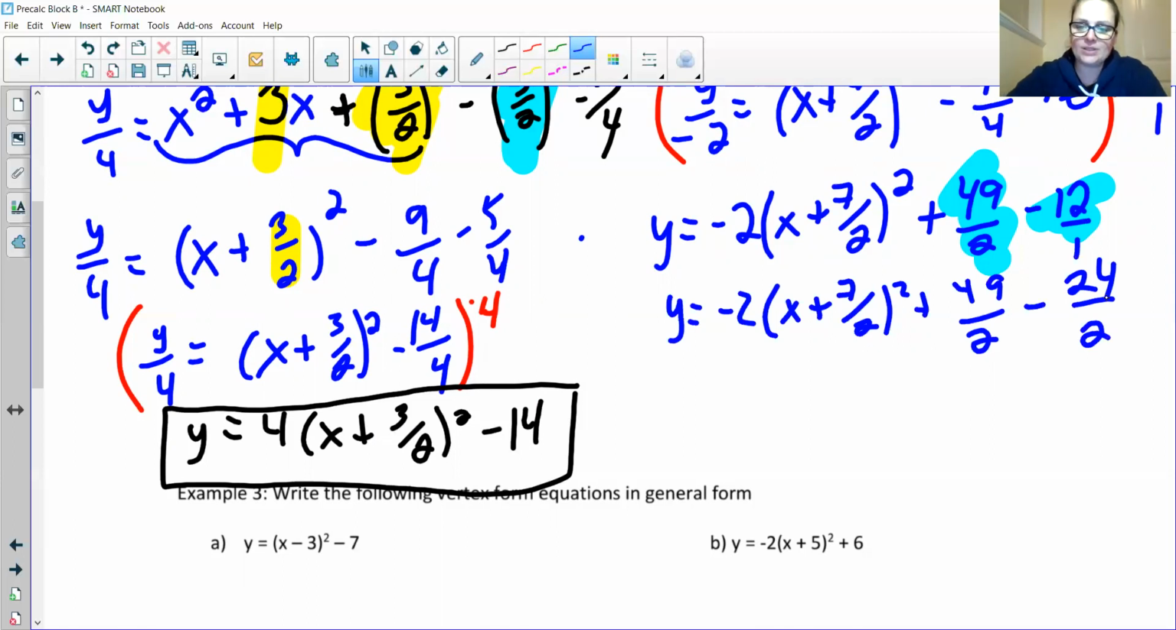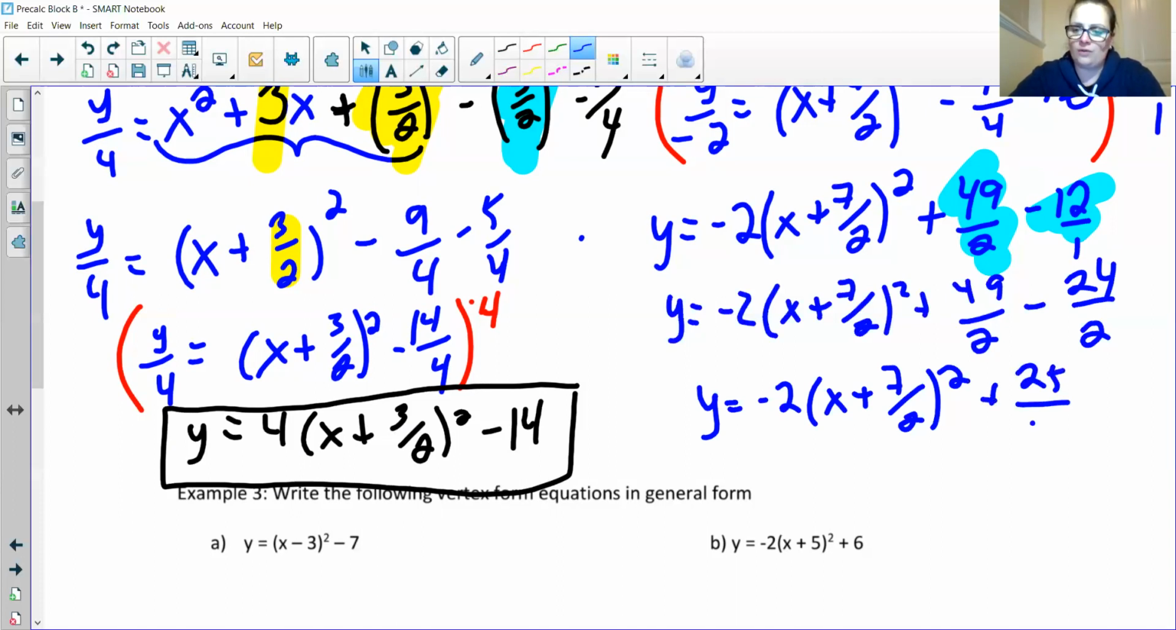Okay. So now I can rewrite this. Y equals negative 2 times x plus 7 over 2 squared. If we have positive 49 over 2 and subtract 24 over 2, we're going to get a total of 25 over 2. And that is our final answer.